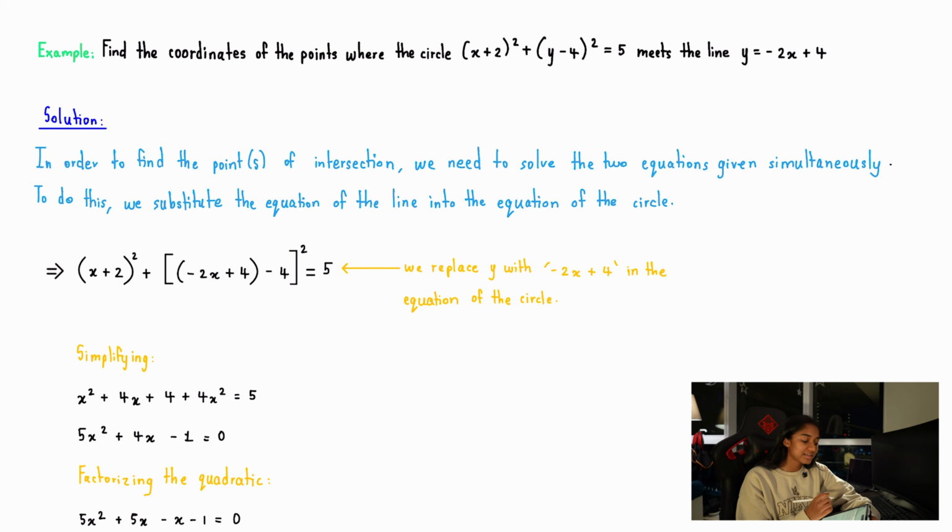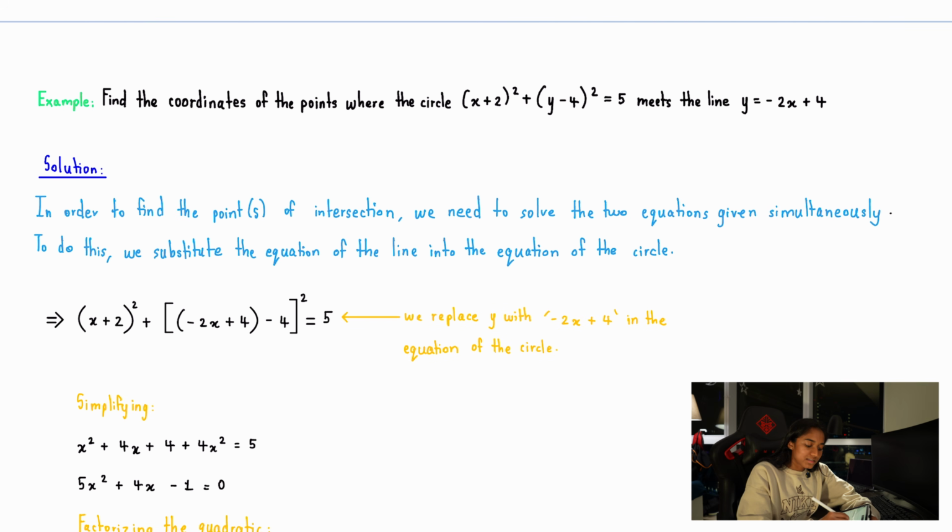Now let's look at this example. The example states to find the coordinates of the points where the circle, and then they give the equation of the circle, meets the line, and they give the equation of the line. So how do we find that? In order to find the points of intersection, we need to solve the two equations simultaneously. To do this, we're going to substitute the equation of the line into the equation of the circle. So notice that the equation of the circle has a y in it, and so does the equation of our line. So since y is equal to this, we're going to substitute it into where there is a y in the equation of the circle. And as you can see here, we already did that.